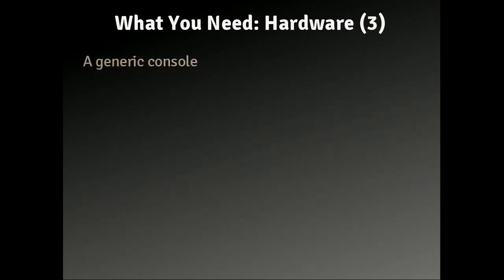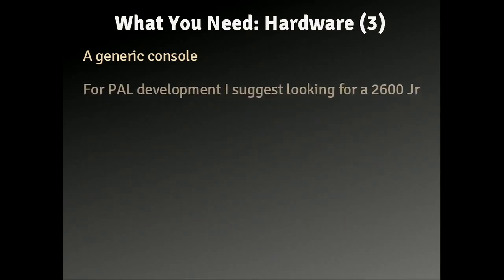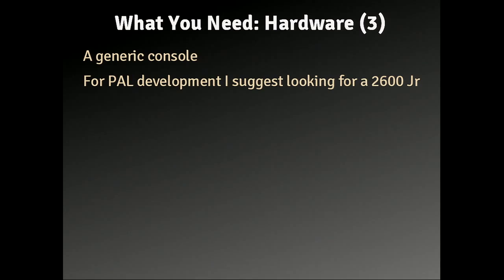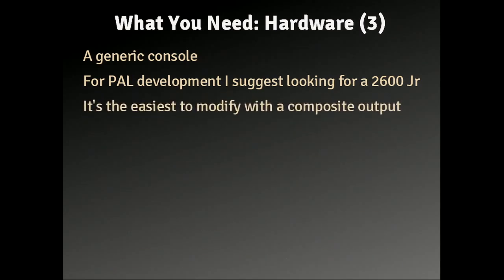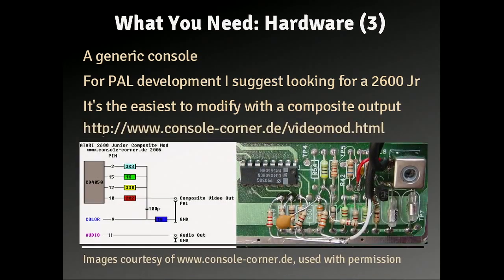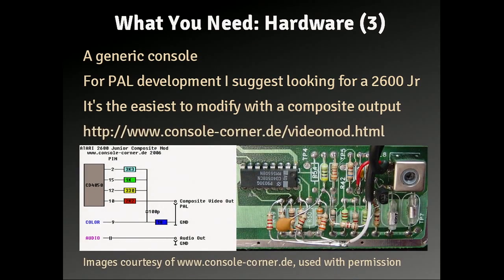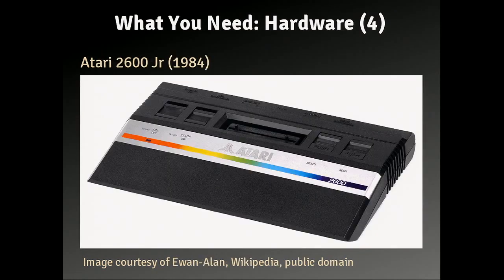And of course, when you want to go for hacking hardware, you need a console. For the console, I suggest, if you're going for PAL development, since we are in Europe here, you go for the Junior, because it's the easiest to modify with a composite output, so that you don't need a TV modulator. This is the whole hack. You just add 5 resistors and a capacitor, and then you get the output. That's it. About €2 worth of materials, including the connectors. And this is what the console looks like.